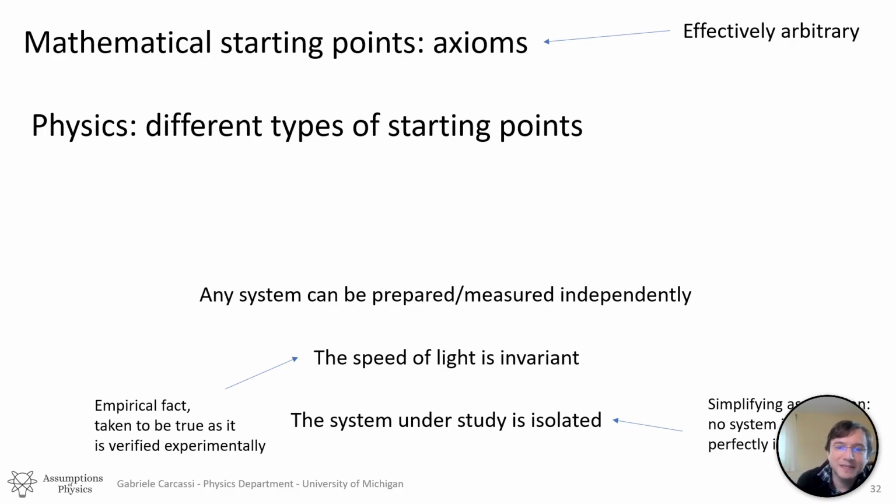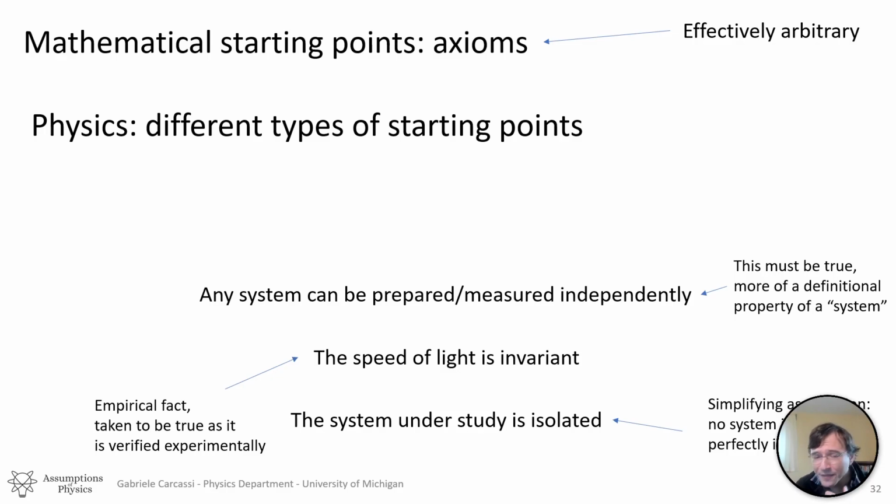So this type of assumption is a little bit different. It must be true, but it's more of a definitional property. Like, I talk about a system because I can manipulate a system independently. If I found something that couldn't be prepared and measured independently, I wouldn't say that was a system. I would look for some other combination to talk about a system.